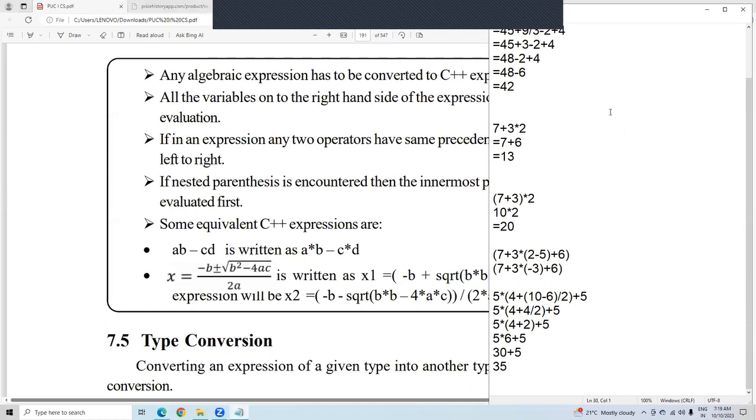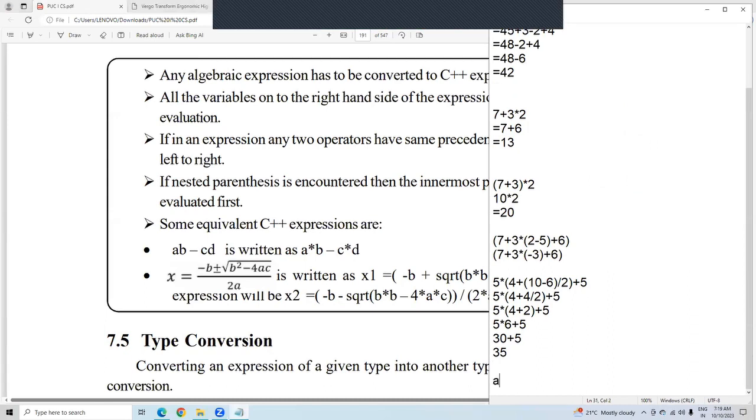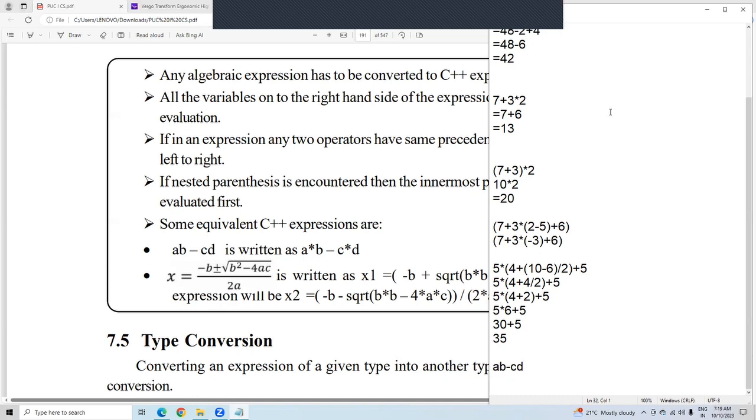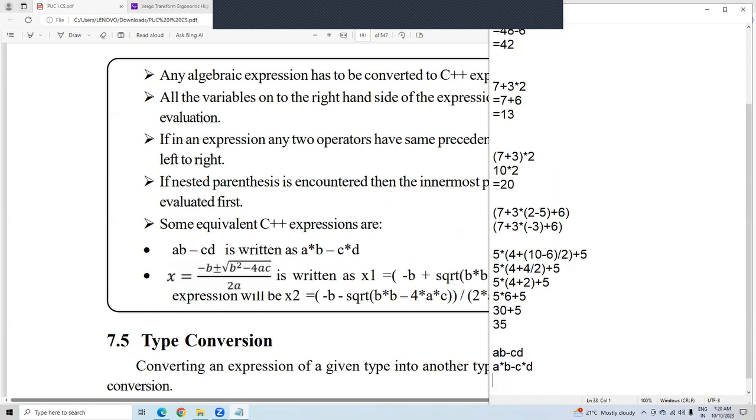So here AB minus CD is there. While reading, how do you read? A into B minus C into D only. But in mathematics, it is not compulsory to write this multiplication sign here. It is understood, right? But in programming, it is not like that because the computer doesn't understand like that. You have to write it in detail: A into B minus C into D.